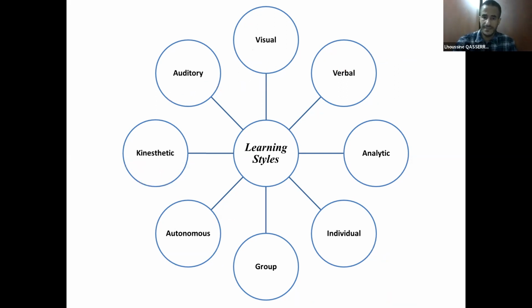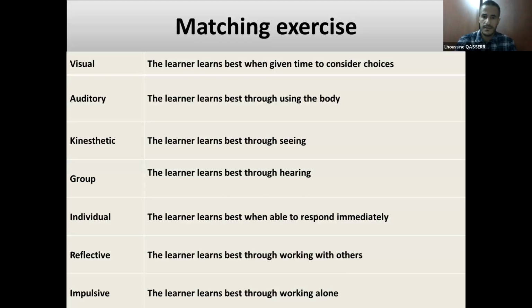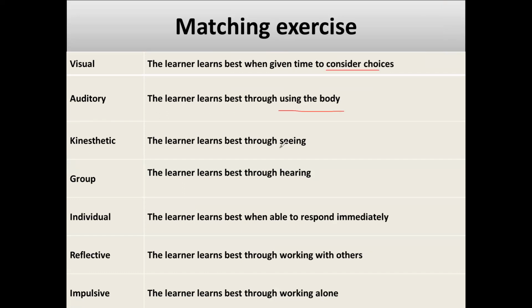So let's move on to the next slide. Can someone read the definitions here? Any volunteer, please? Okay, Miriam, activate your mic. Okay, matching exercise. Visual: the learner learns best when given time to consider choices. Auditory: the learner learns best through using the body. Kinesthetic: the learner learns best through seeing. Group: the learner learns best through hearing. Individual: the learner learns best when able to respond immediately. Reflective: the learner learns best through working with others. Impulsive: the learner learns best through working alone.